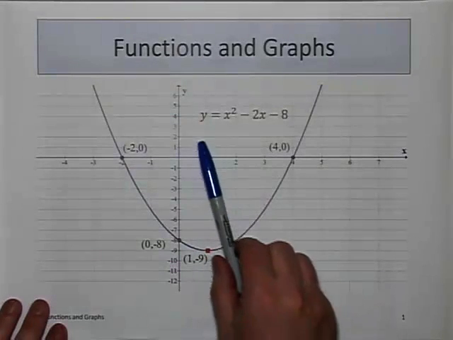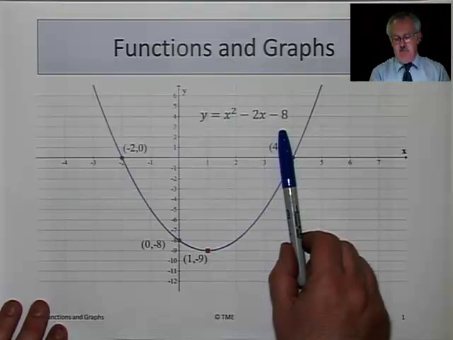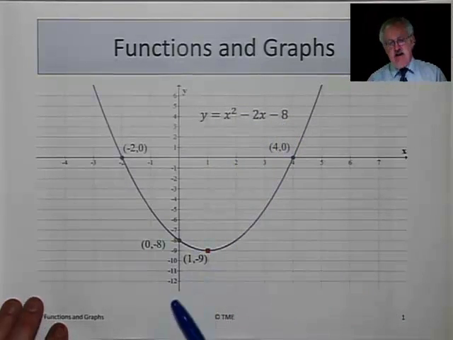Functions and graphs. We're going to look at this function, y is equal to x squared minus 2x minus 8. This is a quadratic function. It's quadratic because it has a term in x squared.